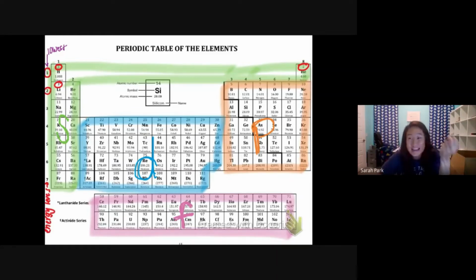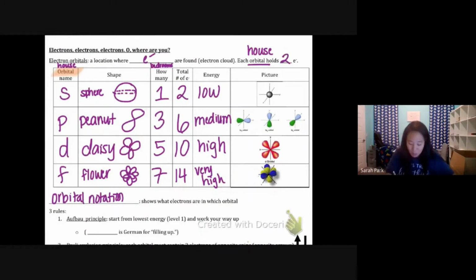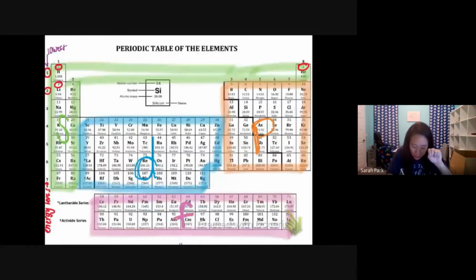Remember that each house has a certain number of bedrooms, right? And for us, the S house has 1 bedroom, right? So each bedroom can hold 2 electrons, right? So over here, electron 3 and 4 both live in the 2s house. They are sleeping together in the same bedroom, okay?